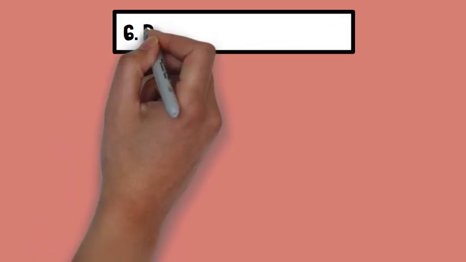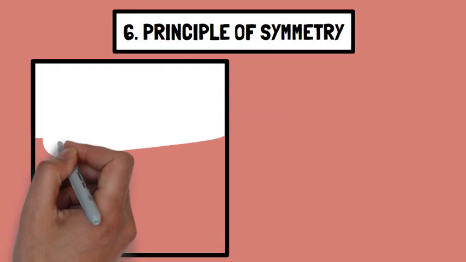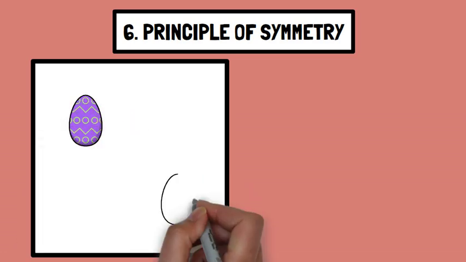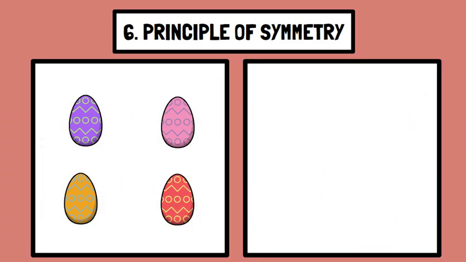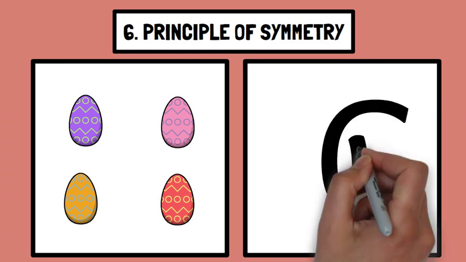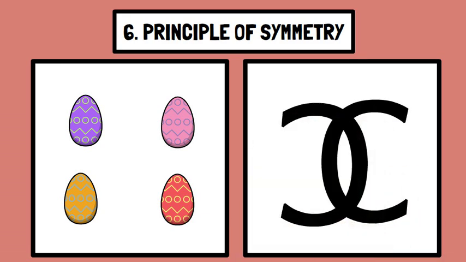Number 6. Principle of symmetry. Symmetrical shapes are perceived as belonging together even if they are spaced apart. A symmetrical logo design is often easier to recognize and remember because our brain organizes it into a coherent whole.